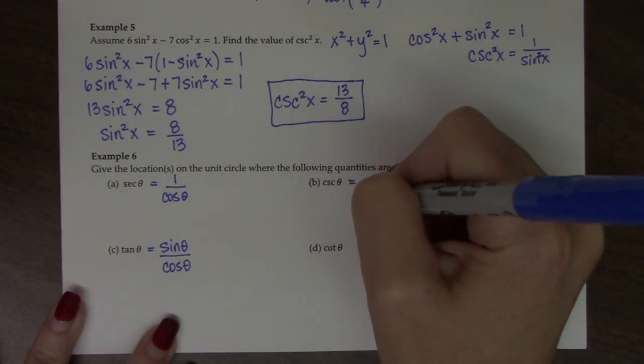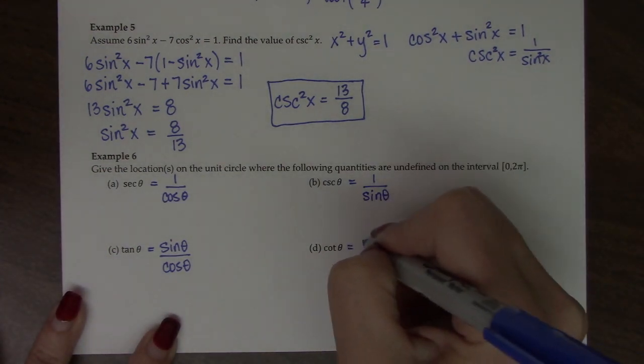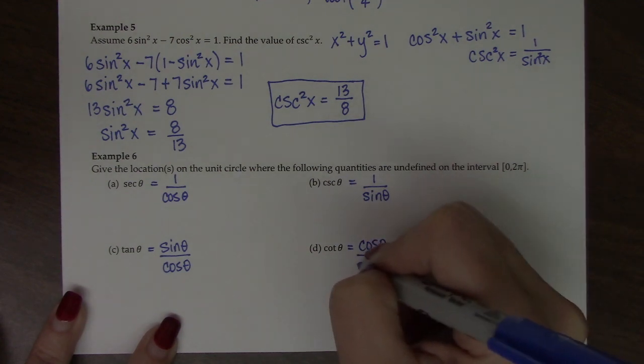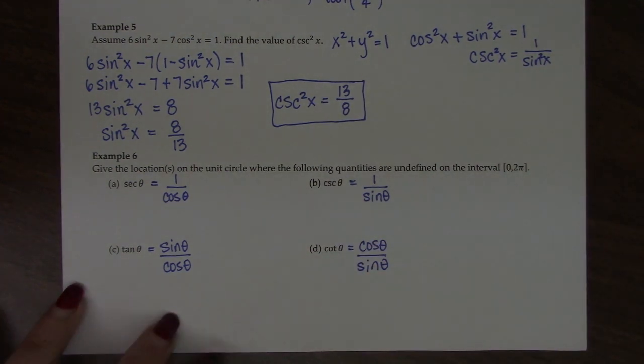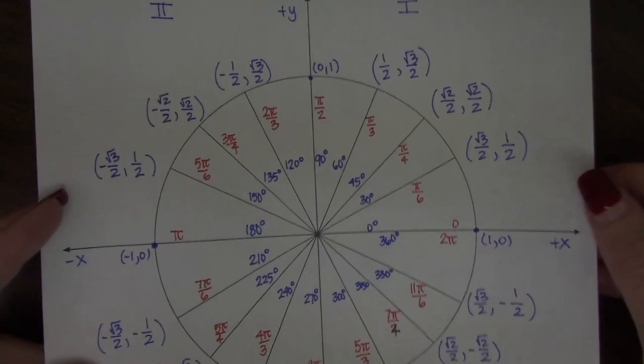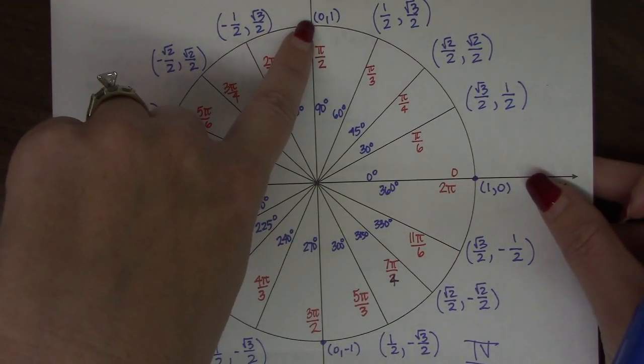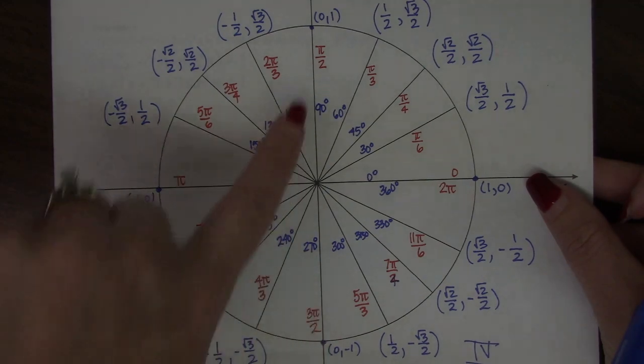Cosecant is 1 over sine theta. And cotangent is cosine over sine. So these are all fractions, and a fraction is undefined if its denominator is 0. The first one has a denominator of cosine. So if I go back to my unit circle, remember cosine are the x values, and I want to see where the x coordinates are 0. And that's only true here and here. So at pi over 2 and 3 pi over 2.